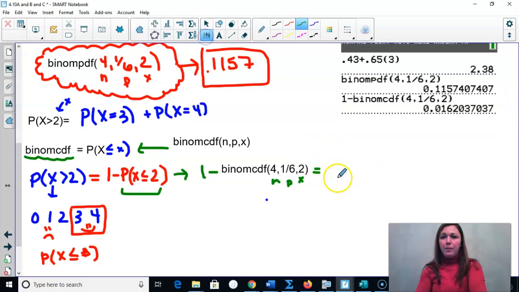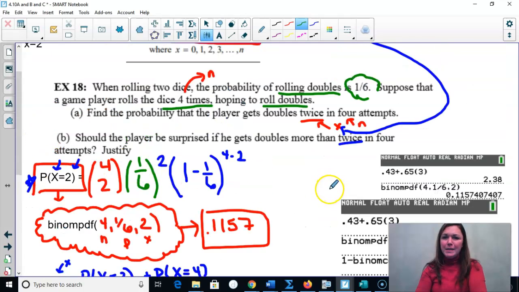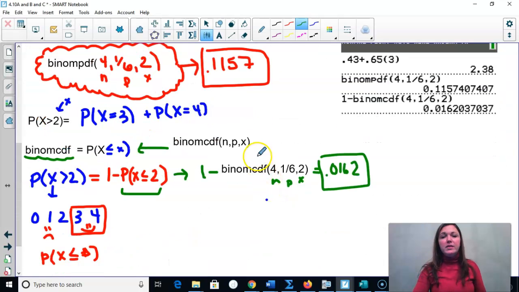So I get 0.0162. Now, the question is saying, should we be surprised by that if we get doubles more than twice in 4 attempts? Do you guys remember what the cutoff is? Right now, our cutoff is if anything happens and the probability of that happening is less than 5%, but it does happen, we should be surprised. So how should we state that? Yes, we would be surprised.